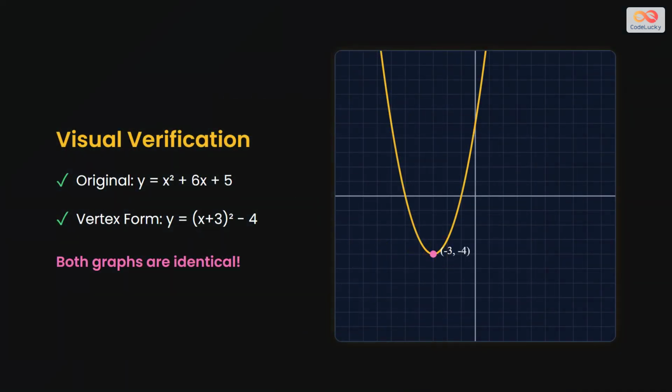Let's verify this visually. If we graph our original equation and our new vertex form equation, they overlap perfectly. They describe the exact same curve. You can see the vertex is clearly located at negative 3, negative 4, just as our new equation predicted.